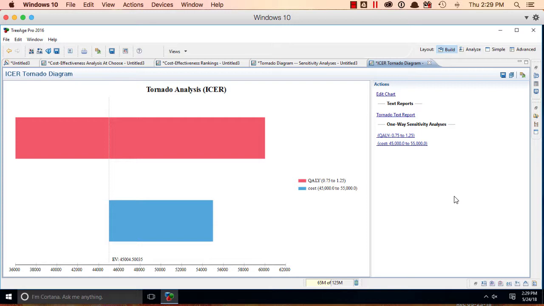The red bar is quality. The red bar is larger, so it has a larger influence on the ICER. The quality adjusted life year has a larger influence on the ICER. In this case, the blue bar is smaller. The bar for cost is smaller. The blue bar is cost. Cost has a smaller influence on the ICER. And it just ranks them. It can have a lot more bars, and the largest bar is always the largest influence on the ICER or the net monetary benefit. The smallest bar is always the smallest influence on the net monetary benefit or the ICER.